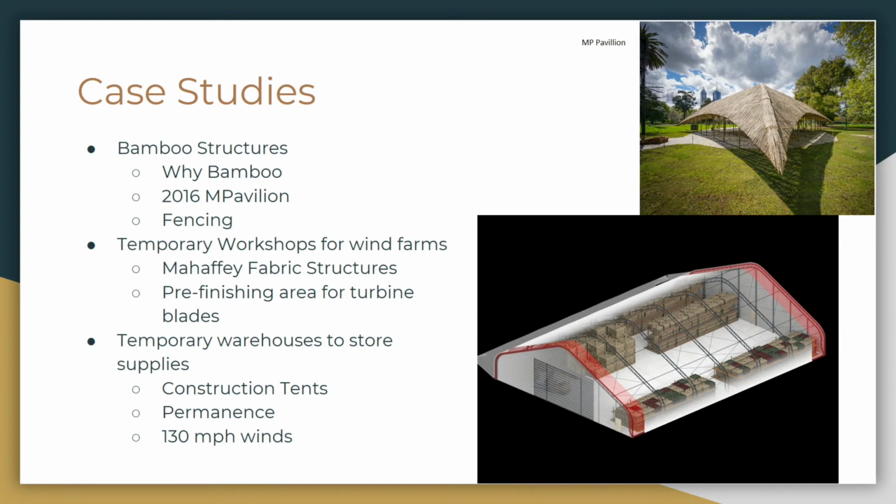Warehouses are also a common temporary structure. A common need on construction sites is storage for work components. Temporary warehouses fill this need by providing a dry location to keep components. These warehouses are well built and can be used as permanent structures after their construction if so desired. They can even handle wind speeds up to 135 miles per hour.